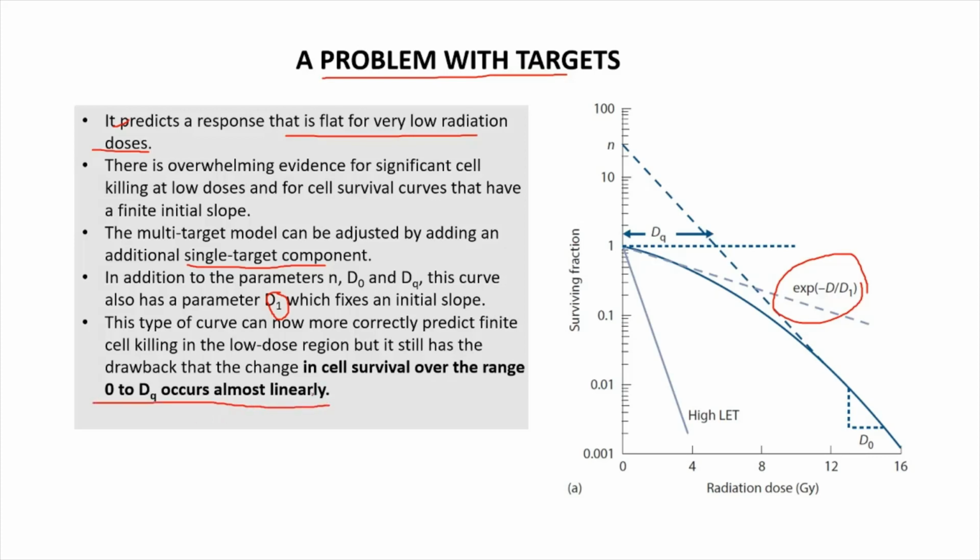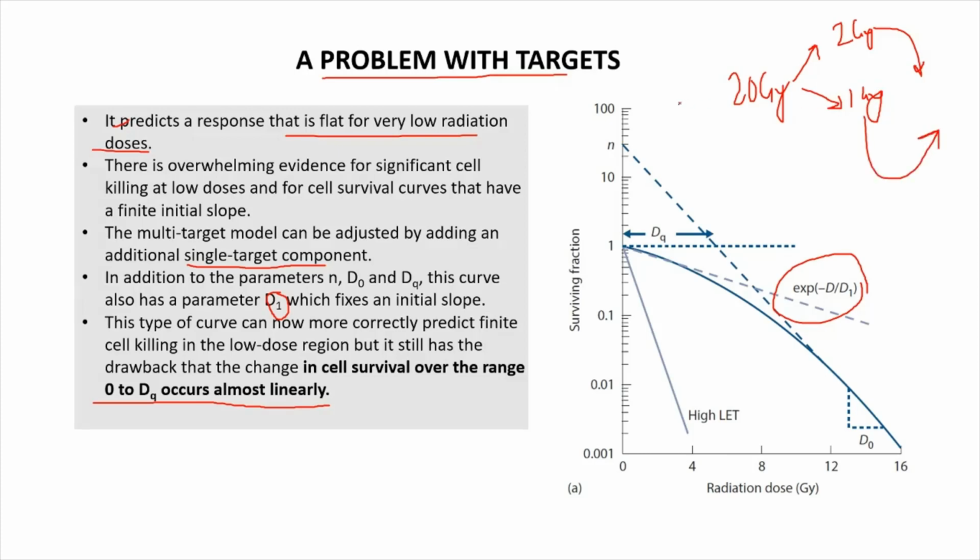So the change is almost linear. For example, if I go for a treatment with 20 gray, suppose the total dose is 20 gray, and I give this 20 gray in 2 gray per fraction or 1 gray per fraction, according to this model the response will be similar, but that's not the case. Whenever we fractionate dose, the response in low dose regions is not the same. The response by 2 gray per fraction and by 1 gray per fraction are not equivalent.